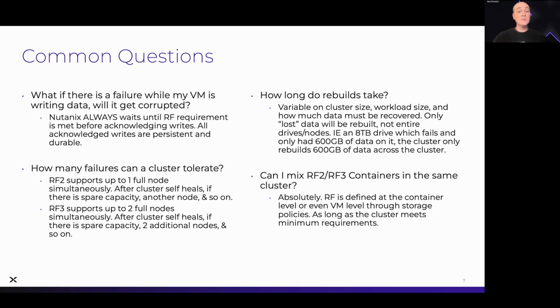Another question that comes up is, can I mix RF2 and RF3 storage containers in the same cluster? That doesn't give you RF5, but yes, you can have multiple storage containers, and each storage container inside the same cluster can have a different RF setting. Of course, you have to make sure the cluster meets the requirements for that replication factor. If you're trying to run RF3, you have to have at minimum 5 nodes. So just keep that in mind.